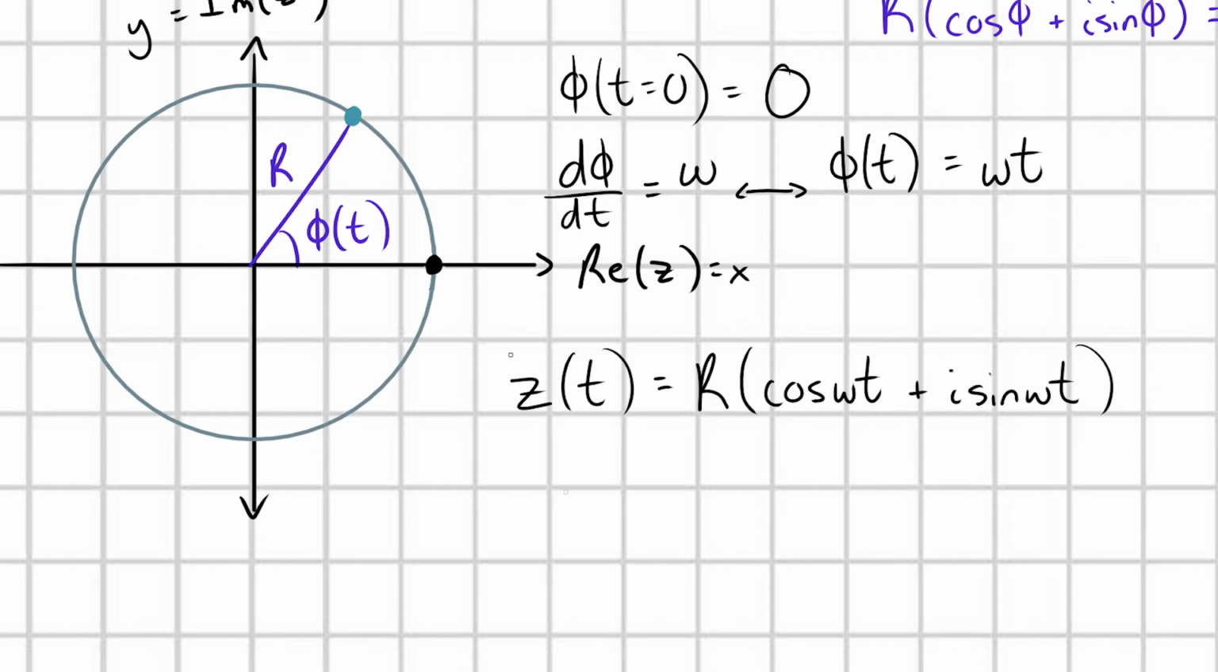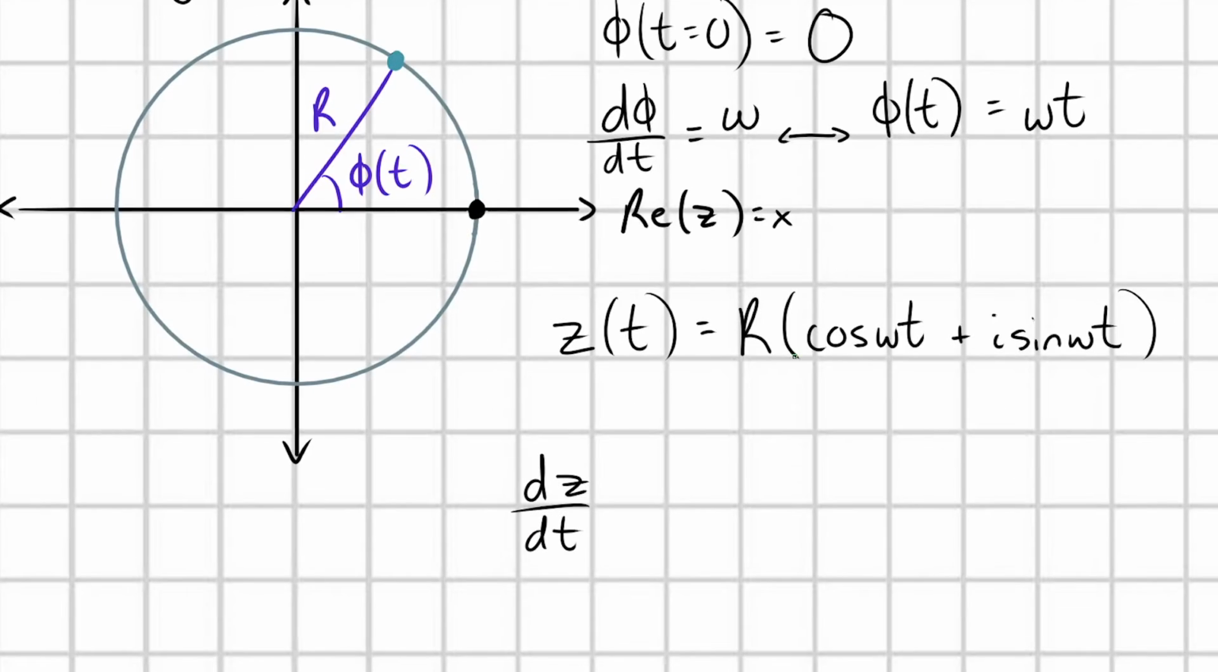Let's go ahead and describe my time derivative. If you're not used to the dot notation, I'll just go ahead and write this out as dz dt. So this was my position. Now I want to describe the velocity of my particle as a function of time. So this is simply going to be equal to, take the derivative, right? So this is going to be r omega times minus sine omega t plus i times cosine omega t.